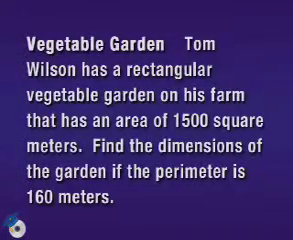Tom Wilson has a rectangular vegetable garden on his farm that has an area of 1,500 square meters. Find the dimensions of the garden if the perimeter is 160 meters.